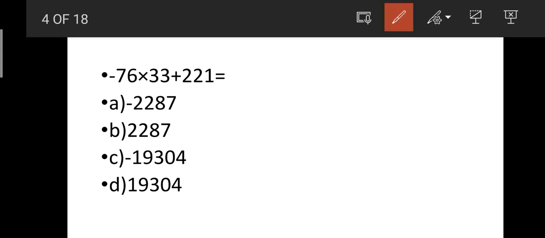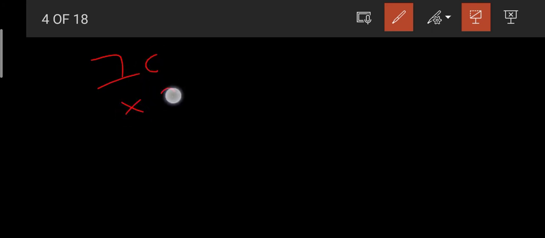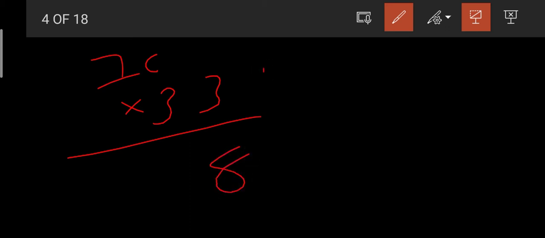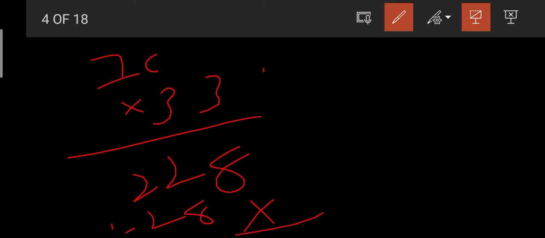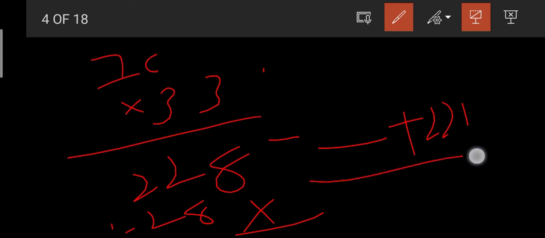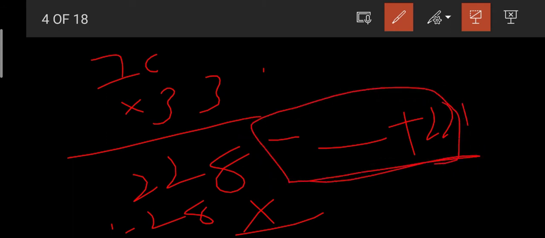Okay friends, this is also a very simple question. They have asked us minus 76 into 33 plus 221 is equal to how much? The beginners will do it like 76 into 33. Here 6 3s are 18, 7 3s are 21, 22, and then also they will be taking 288. In this way they will be calculating. They will get some answer with a minus, and then they should add 221. Then they should get the answer. Is it a very simple process to go through all this? No, it is not a simple process and it is time consuming, right?